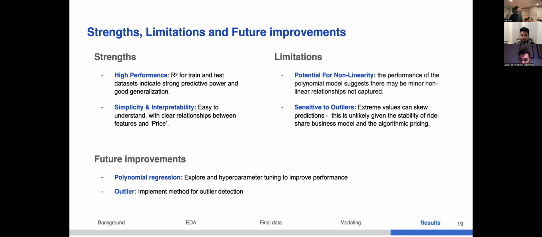For future improvements, we're looking at exploring hyperparameter tuning for the polynomial regression, and also to implement a method for outlier detection. Thank you.